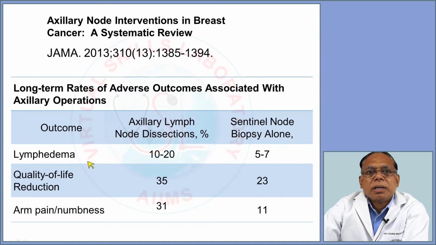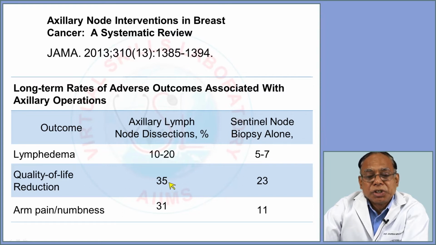Lymphedema occurred in the tune of 10 to 20% of patients in different series in women who had undergone full axillary node dissection, compared to only 5 to 7% of women where only sentinel node mapping was carried out. So 10 to 20% with full ALND and 5 to 7% with sentinel node mapping.